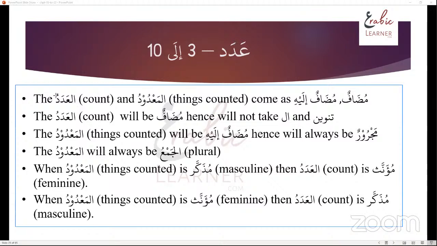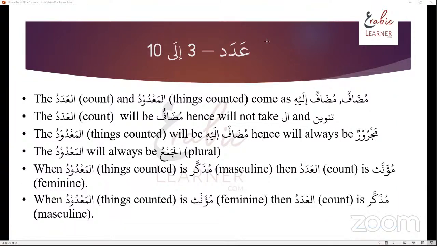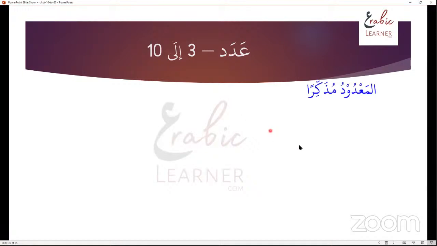Okay. Is this clear? All these points are clear? Any difficulty in understanding these points? Now, let me take examples. I'll take examples for both al-ma'dud as muzakkar and al-ma'dud as muannas.